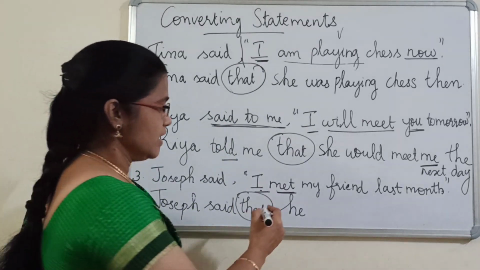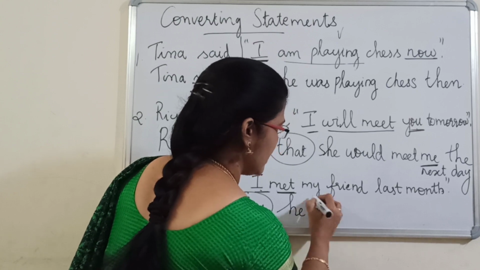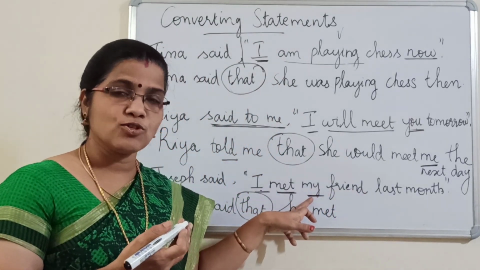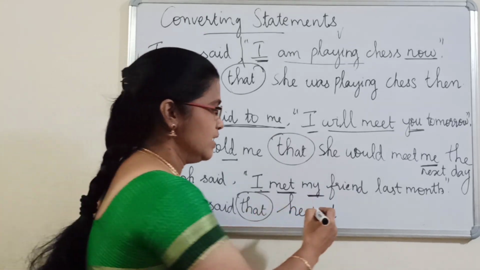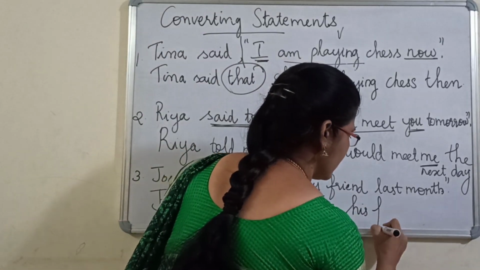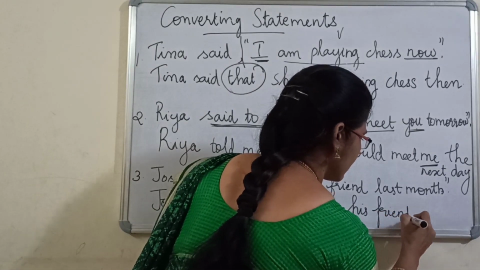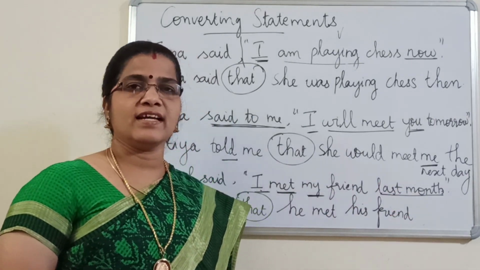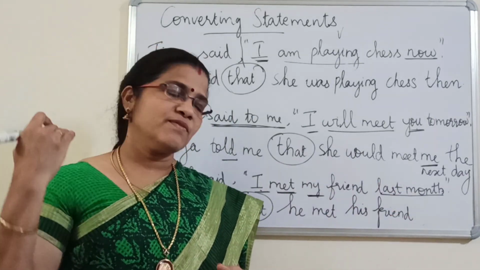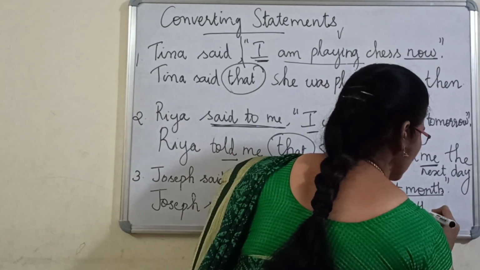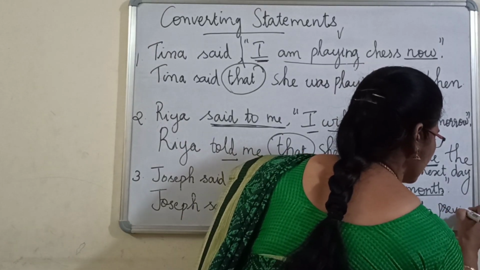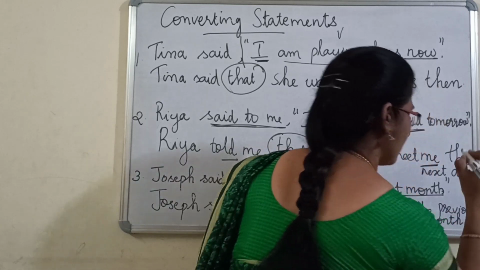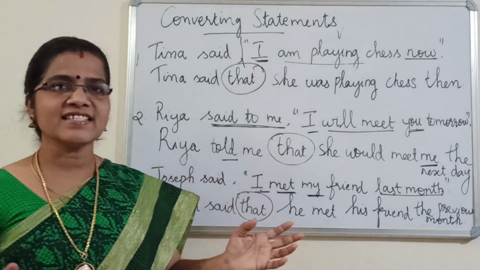Okay. So in case you use the same, he met. Now my friend, my becomes, what is that? That is possessive pronoun. So it should become his friend. Okay. So met his friend last month. Last month is given here. Last month becomes the previous month. The previous month. I hope this is clear for you.